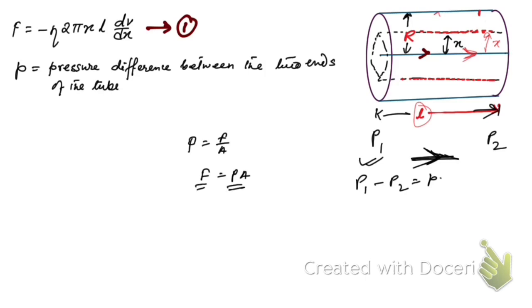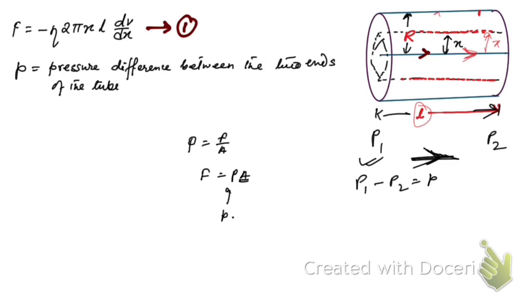So this pressure difference, because force, if the liquid is flowing in this direction, the force due to pressure P1 will be in this direction, right? And due to P2 will be in this direction, but F1 must be greater than F2, and the net force acting on the liquid will be given by the pressure difference, that is P into area, the area of this cross section.